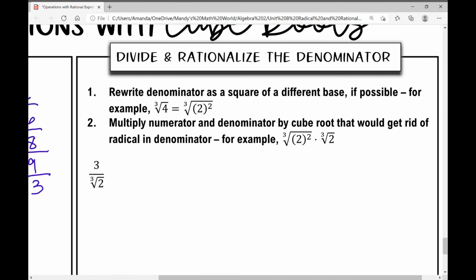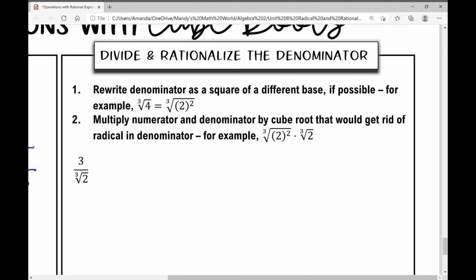So now let's move on to how we divide and rationalize the denominator of a cube root. Remember, to get rid of that radical, if it's a cube root, you need 3 of something on the inside. Right here, I only have 1. How many more do I need to get rid of that radical? I need 2 more. So what am I going to multiply the numerator and denominator by? I'm going to multiply by the cube root of 2 squared because I need 2 more. What I do to the bottom, I've got to do to the top.